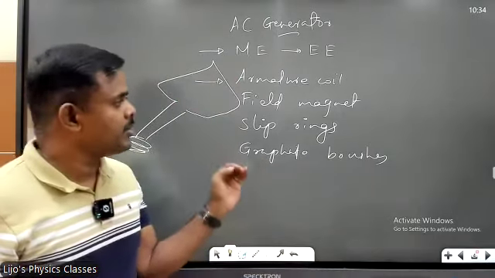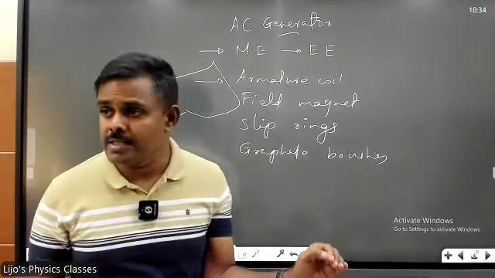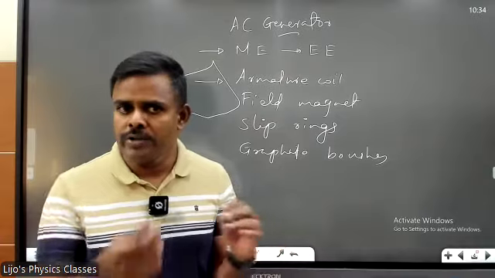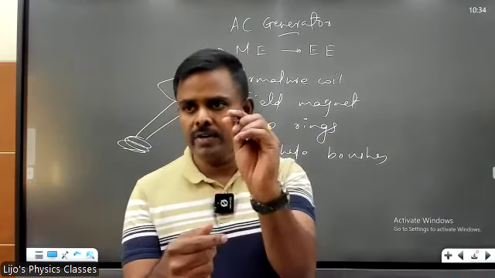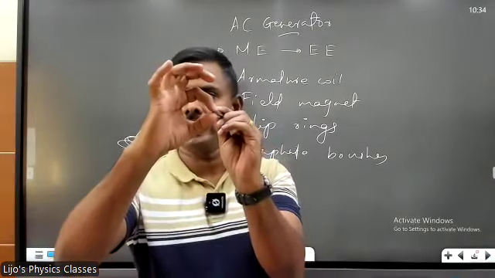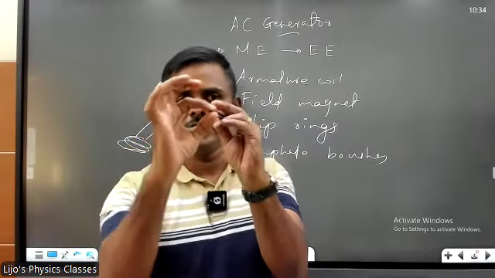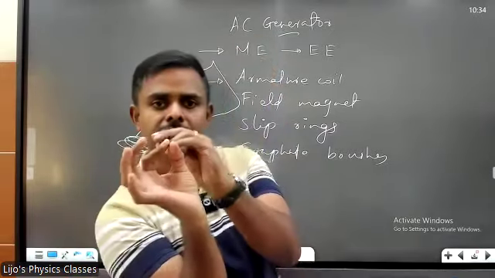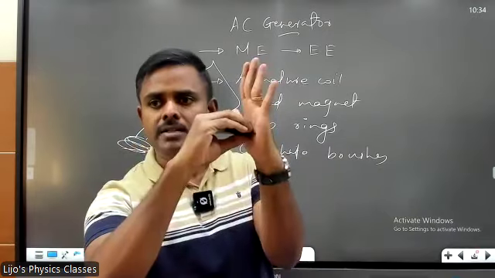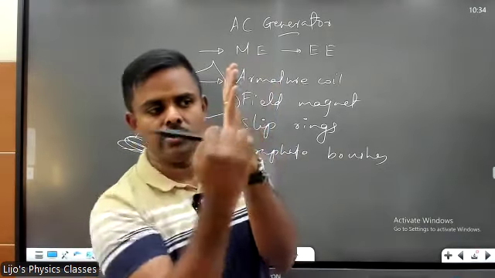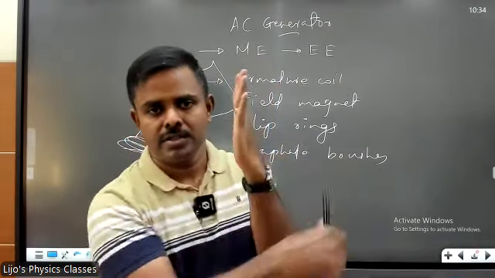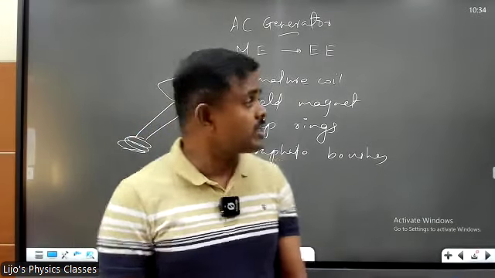Then I told you the components are armature coil, field magnets, slip rings. Why do we use slip rings? Because this is the wire coming out of the coil. We will connect a ring. Why? When this rotates, the ring also will rotate, right? It will always touch the brush, the graphite brush. So you will continuously get electricity out of it. Got it? This is the armature coil.